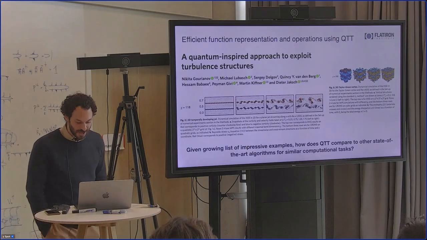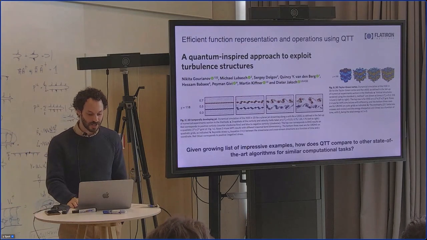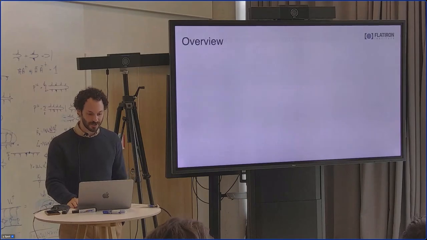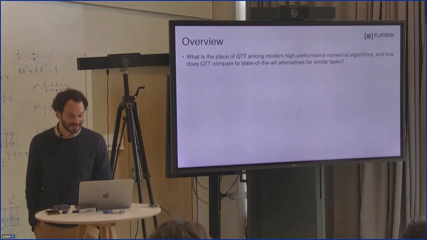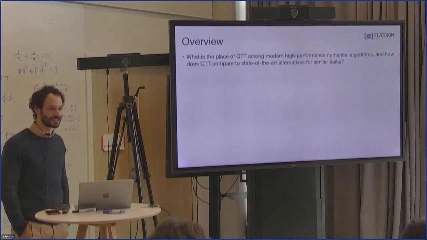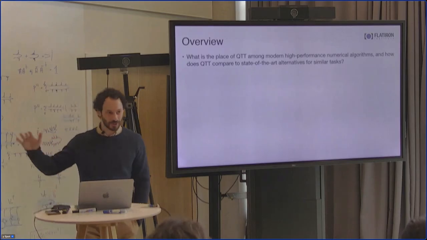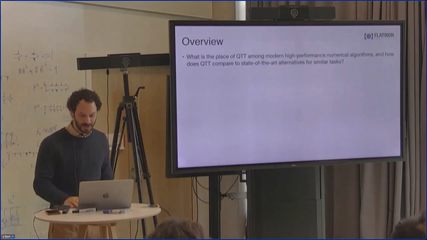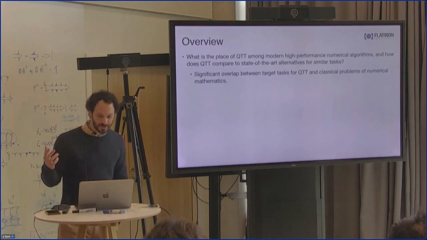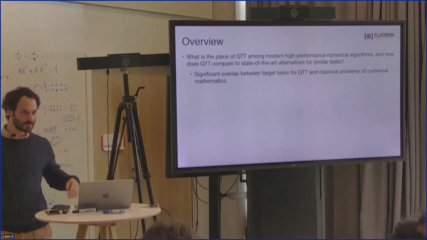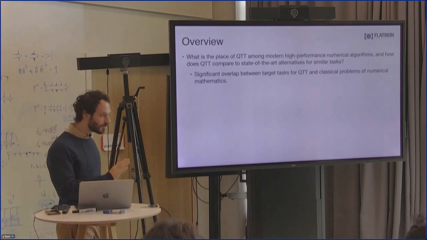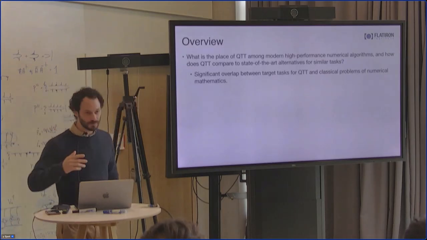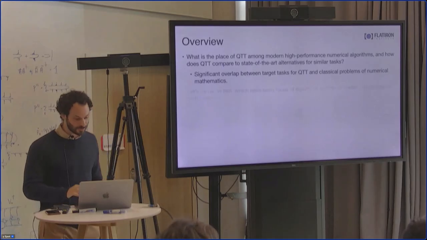it's valuable, I think, to ask how QTT compares to other state-of-the-art algorithms for similar computational tasks. And I should say Michael Lindsay's talk this morning was a great introduction to this, and I think he scooped some ideas in my talk, but I'm going to go into a little more detail about certain aspects. In particular, what are some of the other algorithms out there? I think there is significant overlap, which doesn't mean total overlap, between some of the target tasks of QTT and problems in applied math that people have been thinking about for a long time.